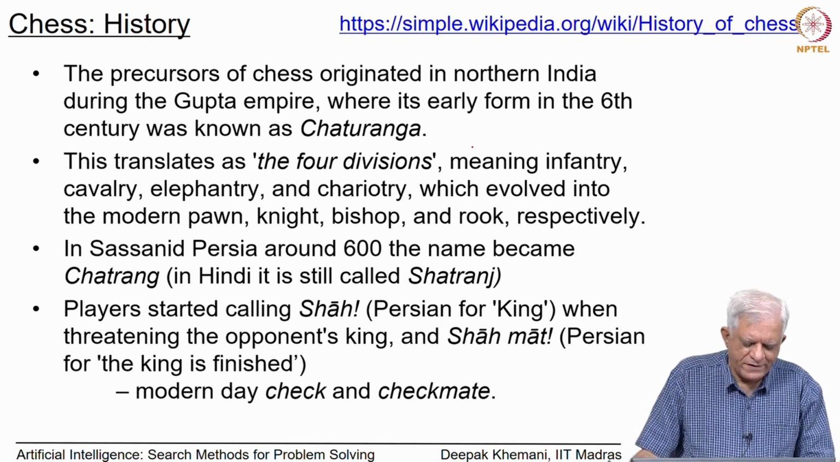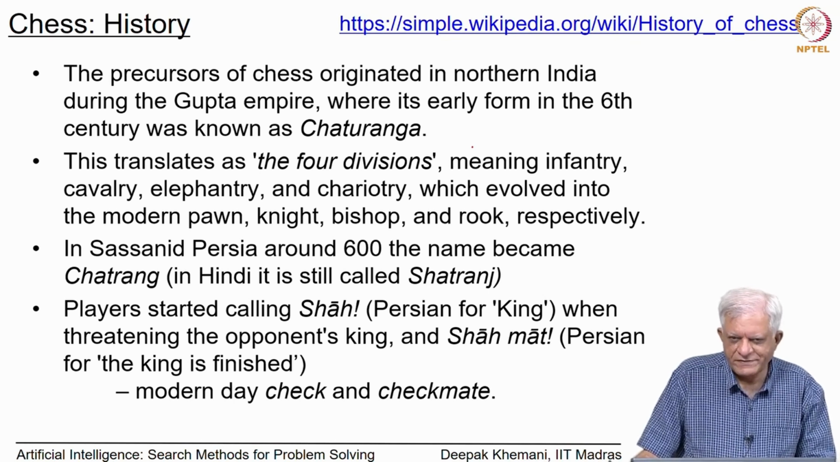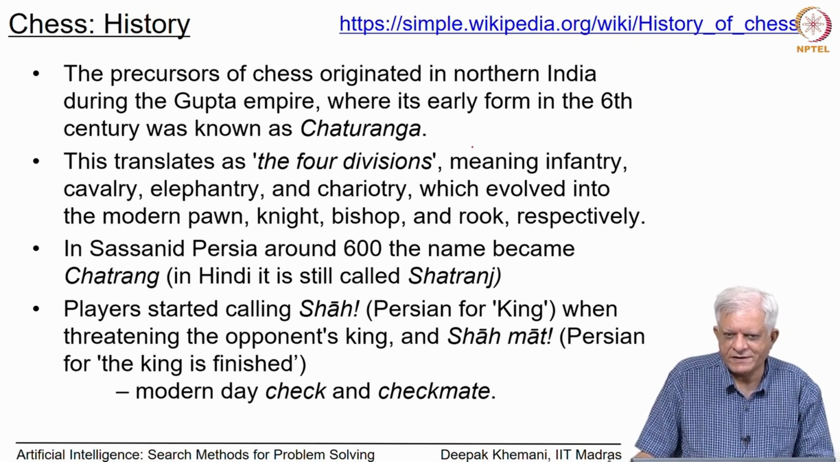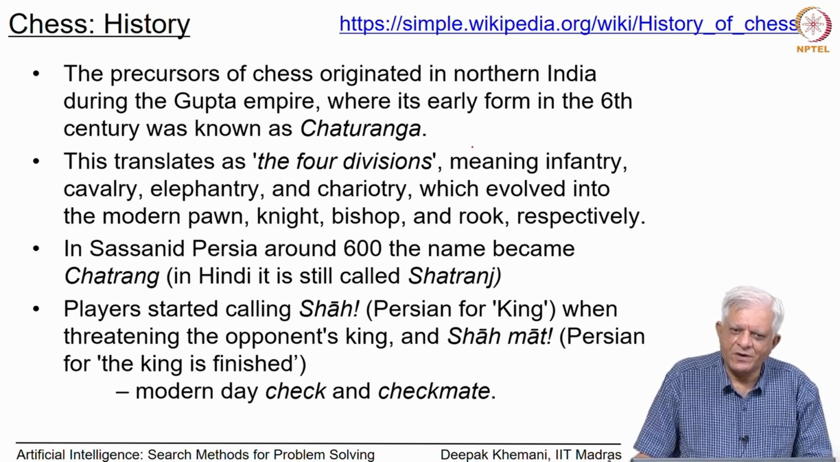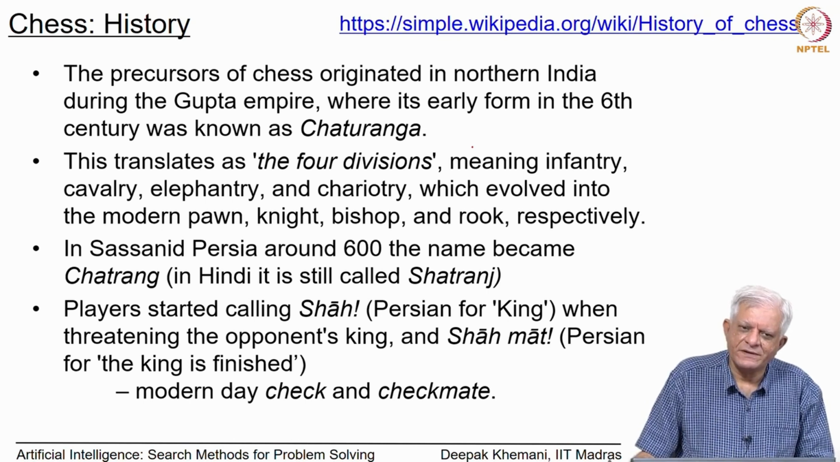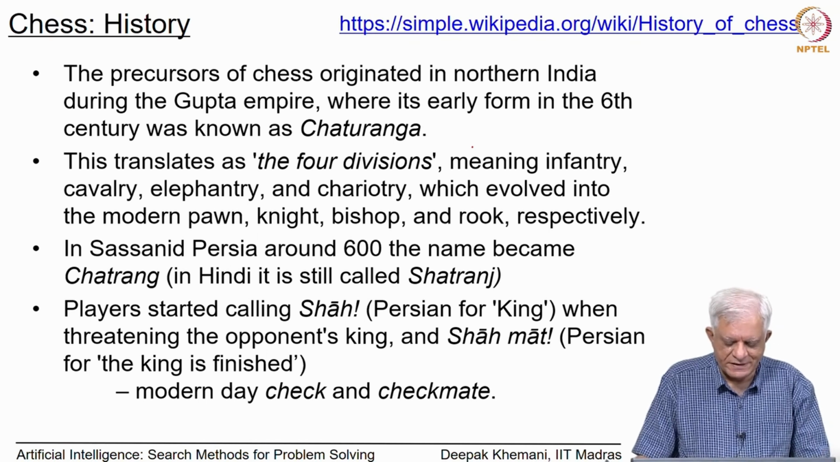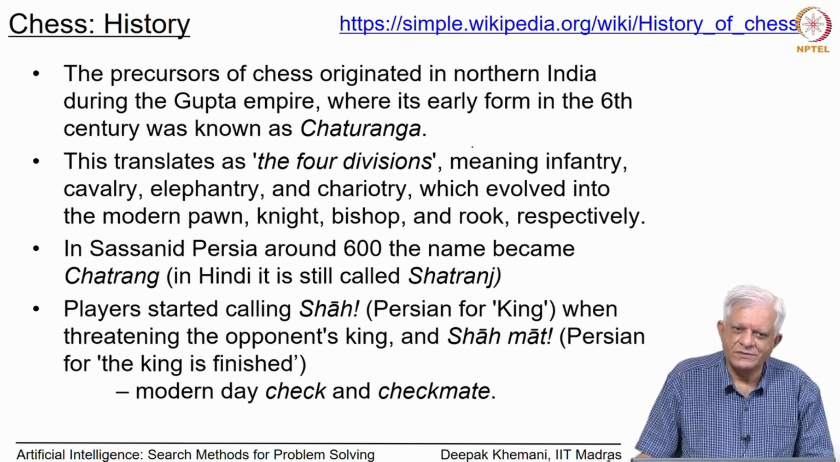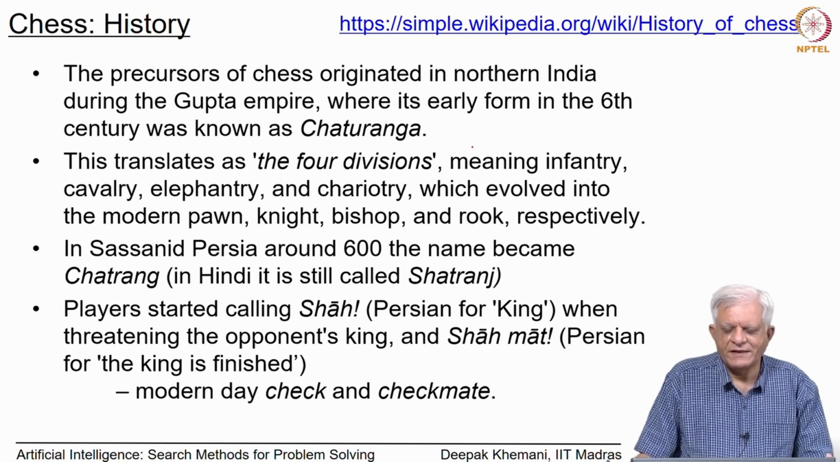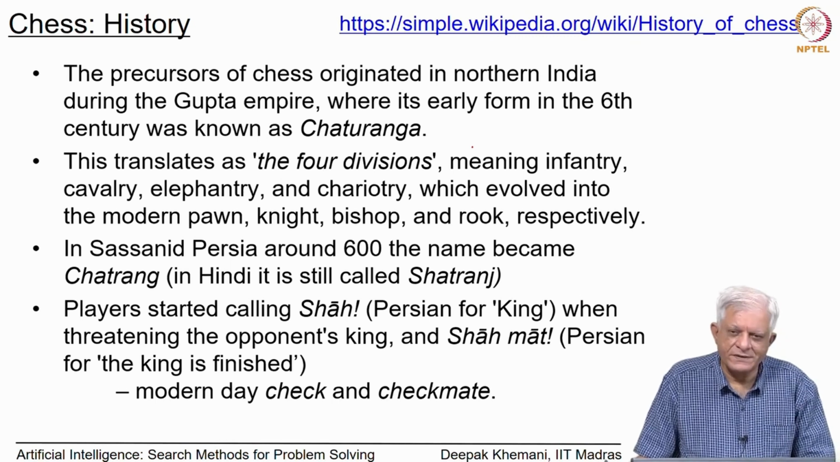In those days, people used the word Shah, which was kind of a check. Nowadays we say that you are giving check to the opponent whenever you are attacking the opponent's king. In modern day chess, the player is obliged to say the word check, and you can imagine that this comes from the word Shah, which came from the Persian word for king. And if you have managed to checkmate the opponent, then they used to say Shah Mat. Mat is a word that even in Hindi means defeat.